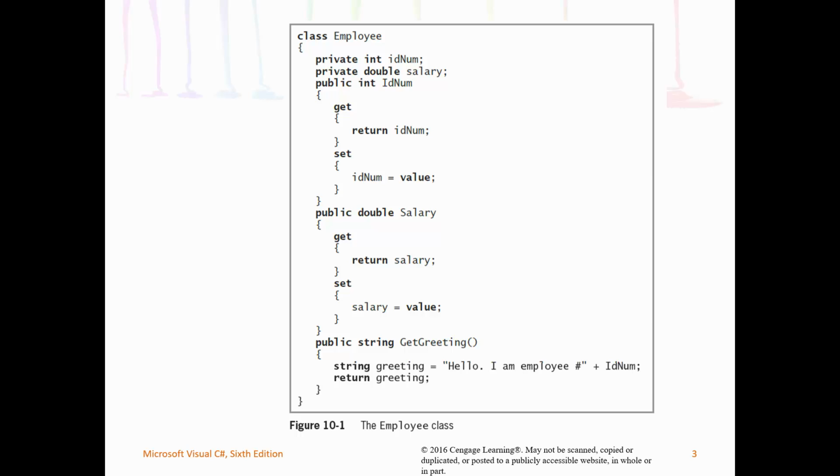All right, we've looked at this example before, or an example like this before. This is your typical employee class. You can see that it has two different attributes or data members, an integer, which is ID number, and a double, which is salary. We've got some gets and sets for each one. And we have another method that's called getGreeting.